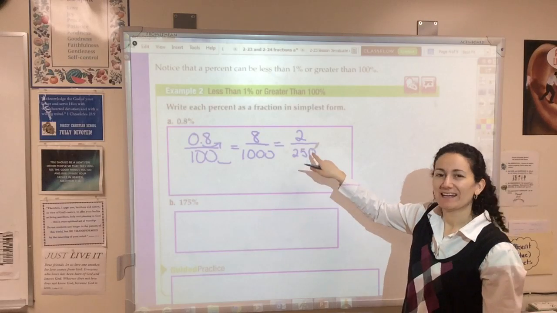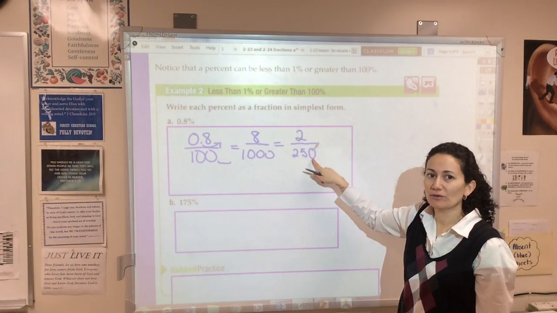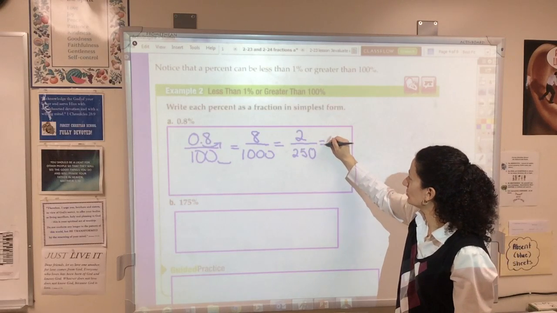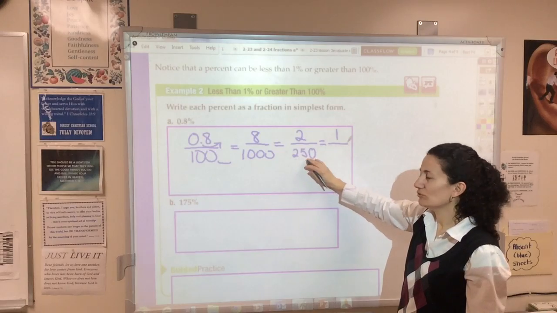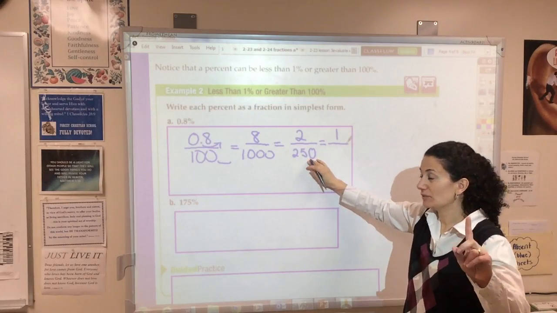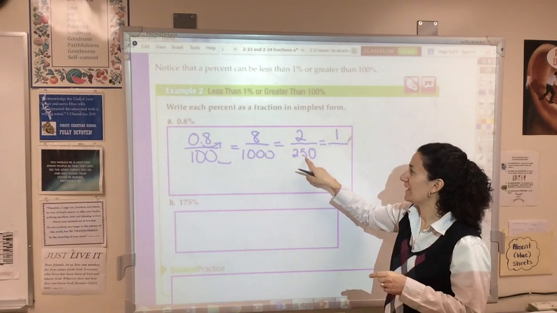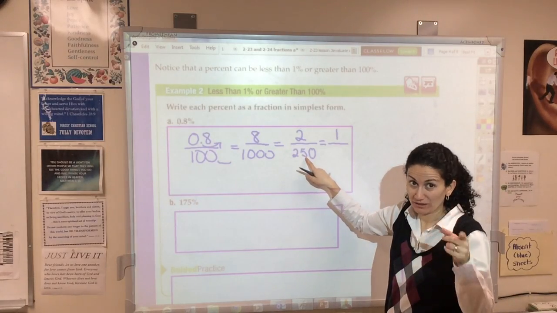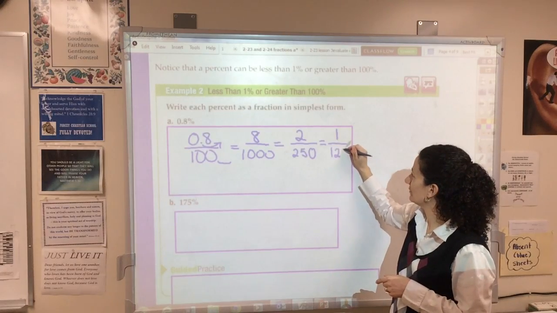I'm noticing that I can divide further. I have even numbers, so that means they're both still divisible by 2. So 2 divided by 2 is 1, and 250 divided by 2. Think about it. What's half of 200? 100. What's half of 50? 25. So half of 250 is 125.